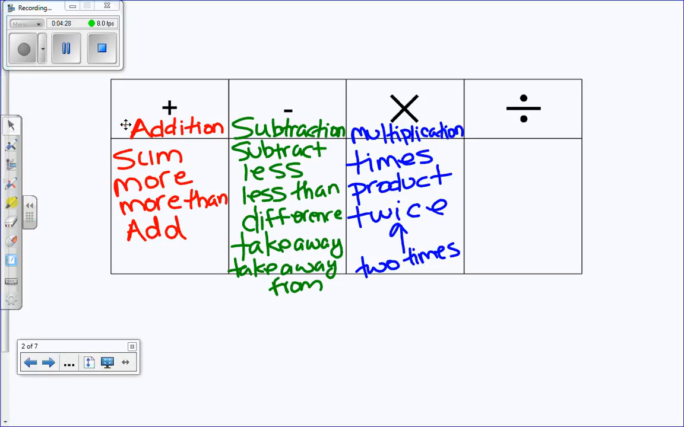Okay, our last one is our division symbol. Okay, we can say divided by.